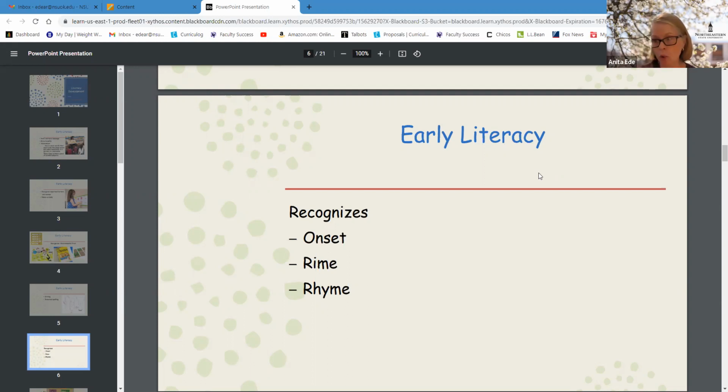The R-H-Y-M-E means that it has the same ending sound, but it may not be spelled the same. So when you're thinking about a word that maybe rhymes with another word in a poem, you're not necessarily going to have the same spelling at the end, but it's going to have basically the same sound. Always remember that. Rhyme, R-I-M-E, has to have the same spelling.